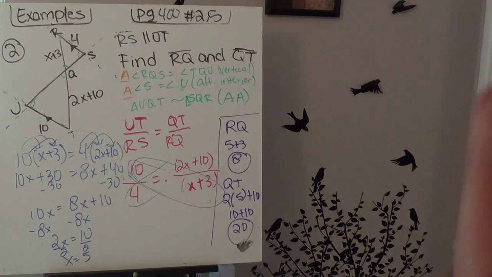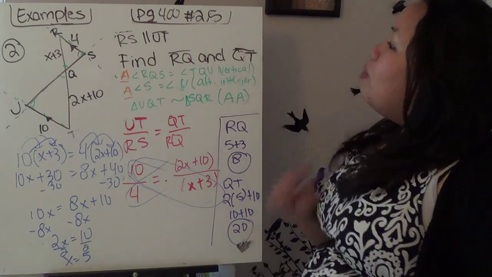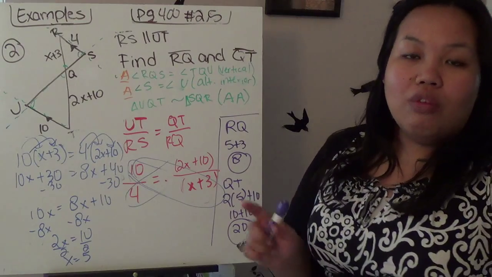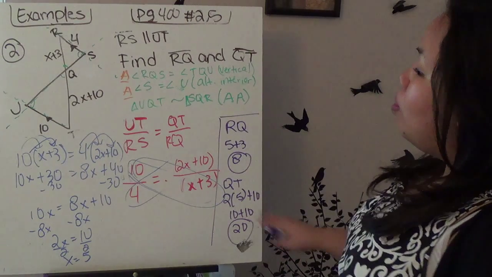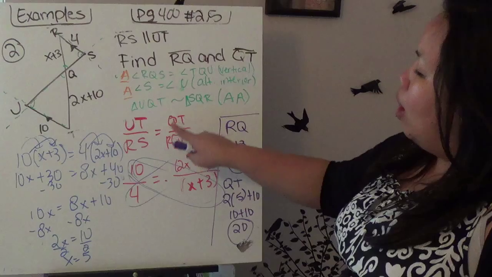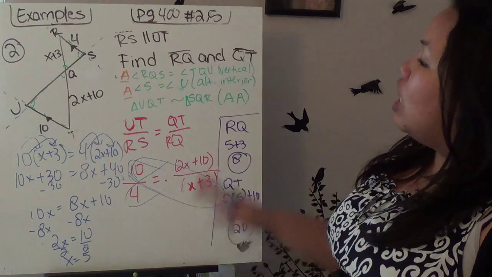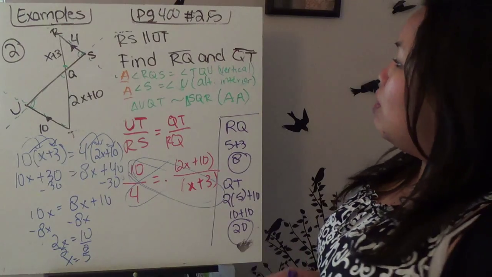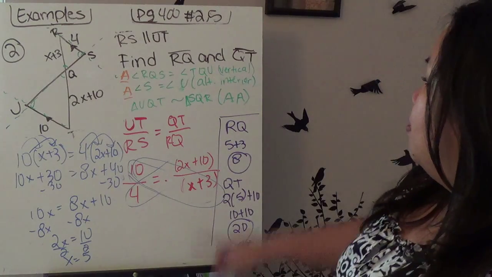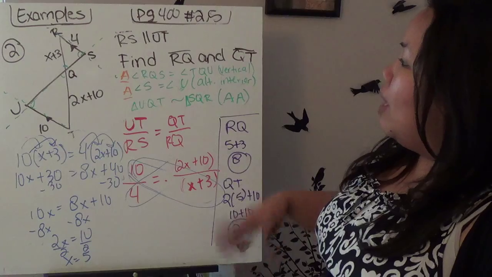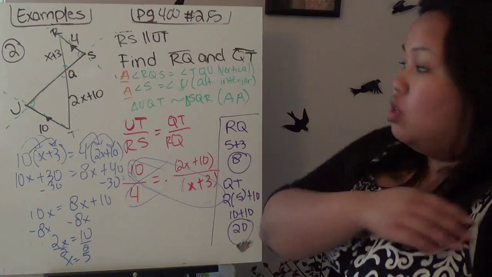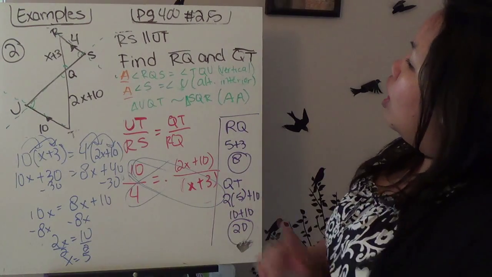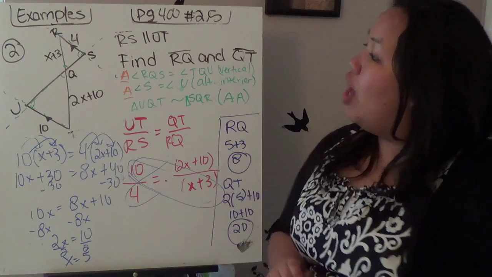Sorry about that mistake. Go ahead and try page 400, number 2 and 4. Now remember, you can only make these proportions equal to each other if the triangles are similar. So check for that first to make sure you can prove that they're similar. If not, then you can't solve it and you just say there's no answer. Again, try page 400, number 2 and 4, and I'll see you in class.